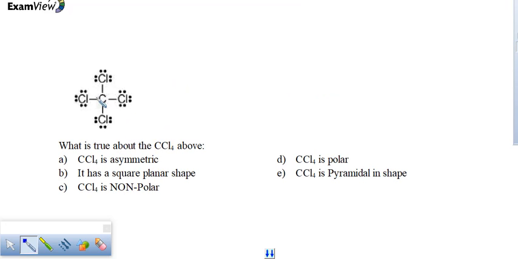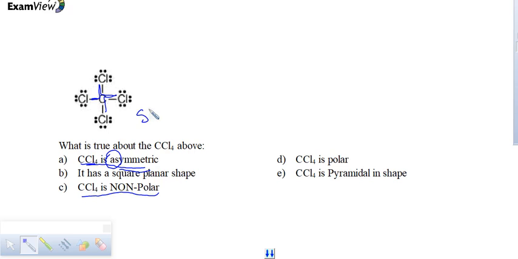So this is a very symmetrical molecule. On all sides, it's quite the same. So see, there is a true statement right there. No, asymmetric. See, that's not true. This is not asymmetric. It's not square planar either. It is nonpolar because of its symmetric shape.